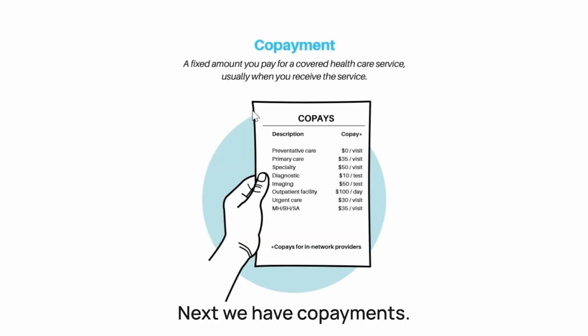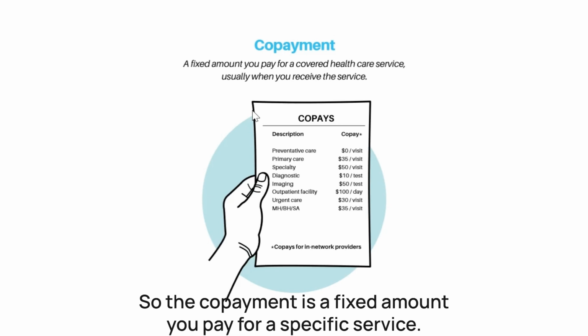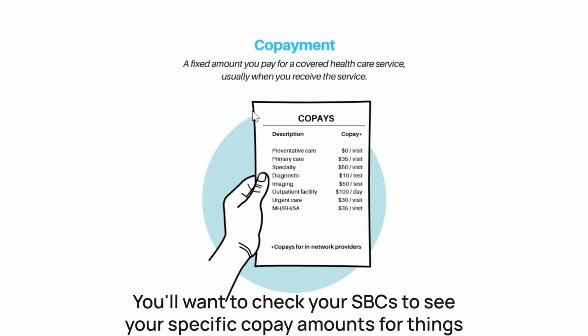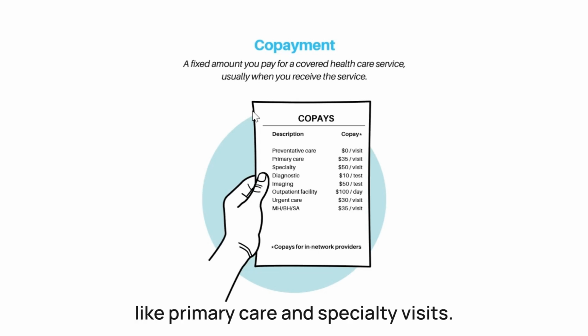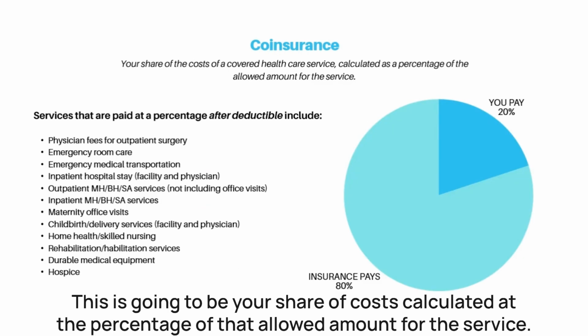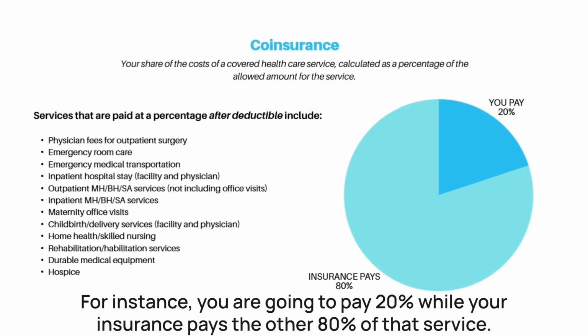Next, we have copayments. So the copayment is a fixed amount you pay for a specific service. Think $35 for a primary care visit, $50 for a specialty visit, and so on. You'll want to check your SBCs to see your specific copay amounts for things like primary care and specialty visits. Next, we have that coinsurance. This is going to be your share of costs, calculated at the percentage of that allowed amount for the service. For instance, you're going to pay 20% while your insurance pays the other 80% of that service.